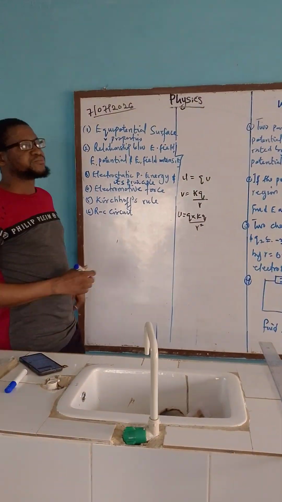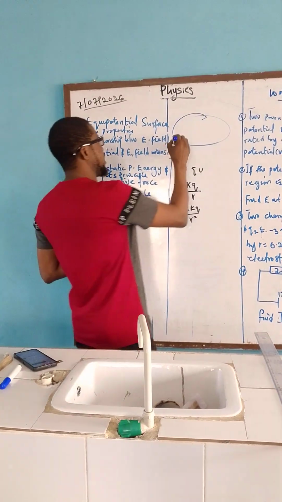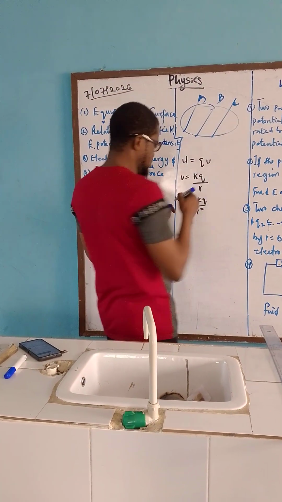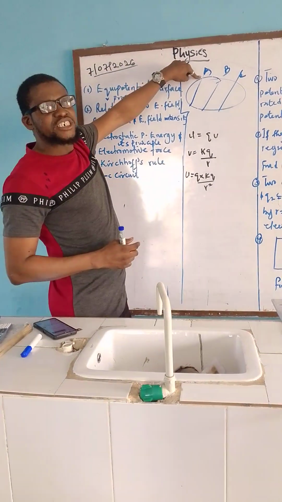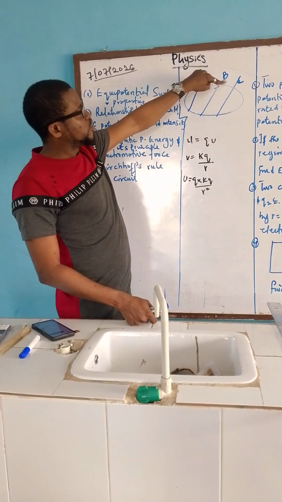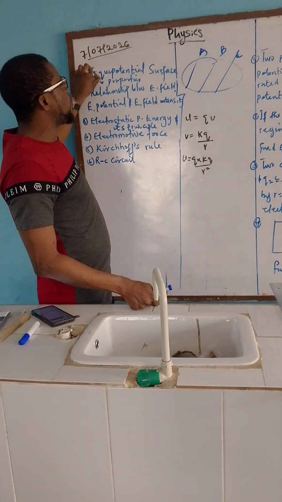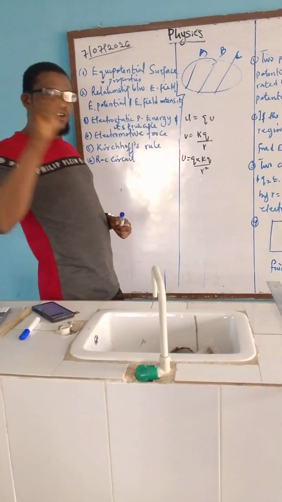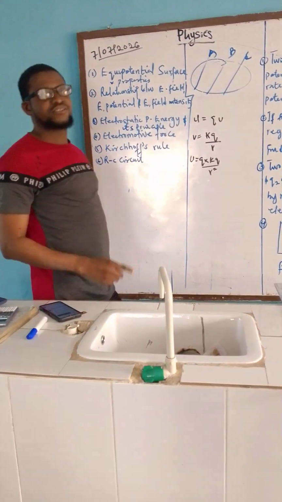So let's go back to the first one. If I have a surface, let's assume this is an electric surface, and I have point A, and I have point B, and I have point C on that electric surface. So if the electric potential at this point is equal to the electric potential at this point, and is also equal to the electric potential at this point, then this surface is called an equipotential surface. So we can define it as: an equipotential surface is a surface where the electric potential at every point is equal.